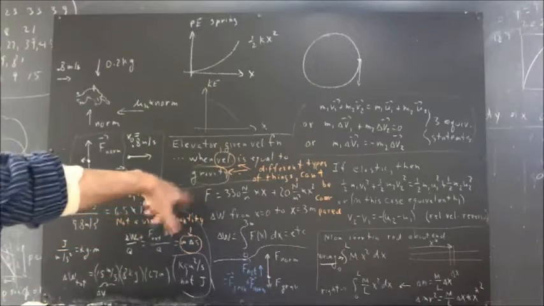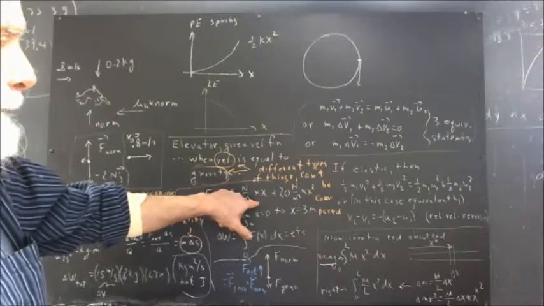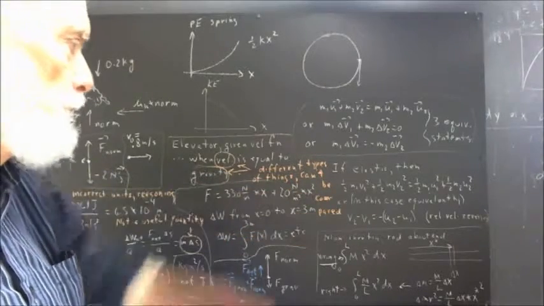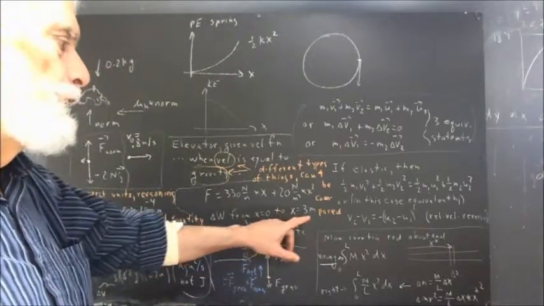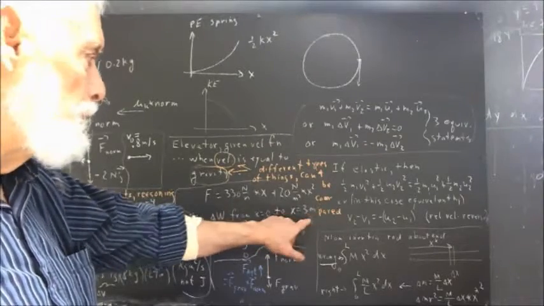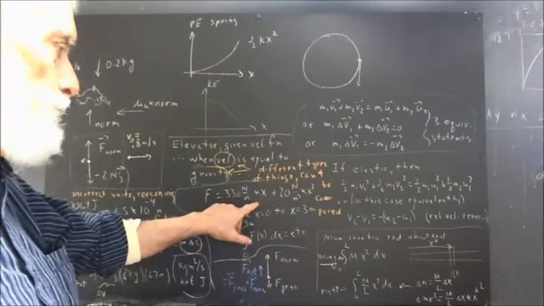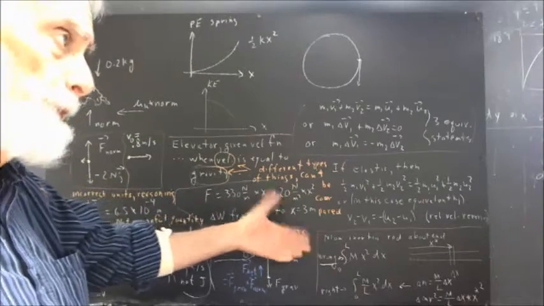Okay, given a force of 330 newtons per meter times x plus 20 newtons per meter squared times x squared, the work done from x equals 0 to x equals 3 meters is not calculated by plugging in 3 meters to this to get a force and then multiplying it by a 3 meter displacement.